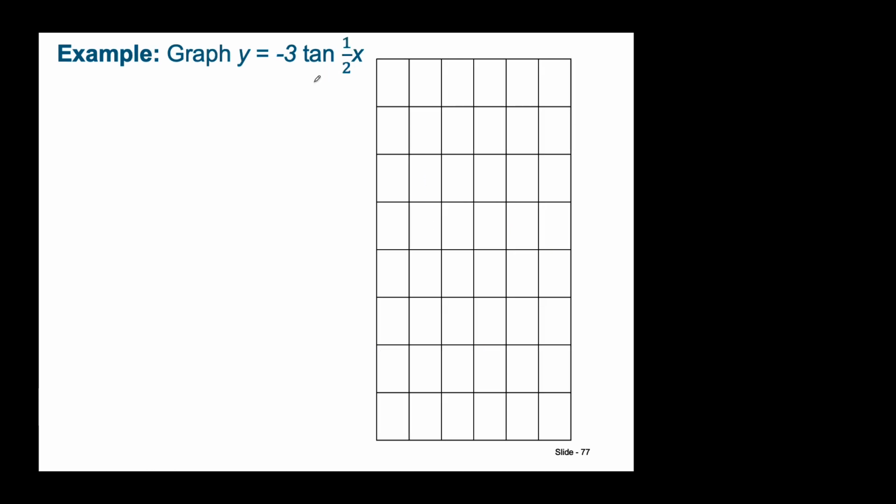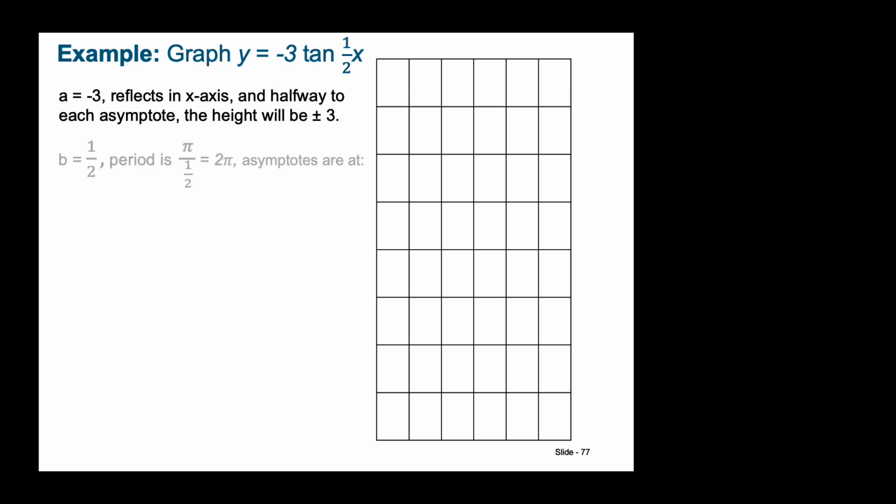Y equals negative 3 tangent of 1/2 x. Here, a equals negative 3. So halfway to the asymptotes, we'll be at a height of positive 3 and negative 3. The negative means that we're going to reflect in the x-axis. So all of that is just the sketching of tangent. Let's focus on getting those asymptotes in place first.